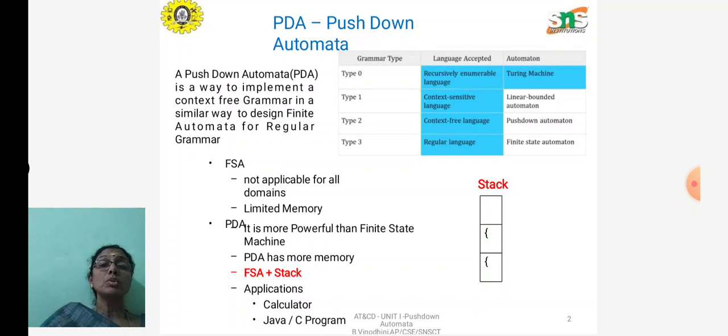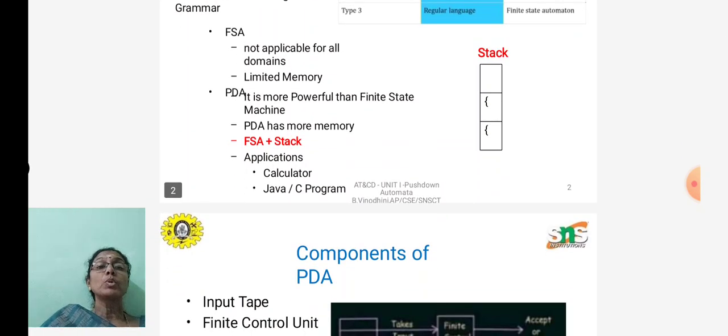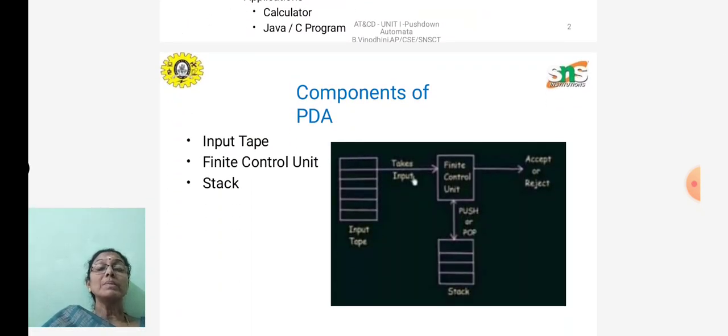So the push-down automata is a combination of the finite state automata and a stack. As for applications, we use the push-down automata in calculators and in Java and C programs. Now we will see the components of the push-down automata. In the push-down automata, we have an input tape and a finite control unit.